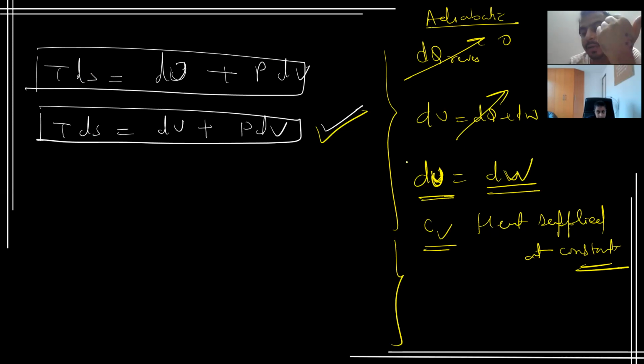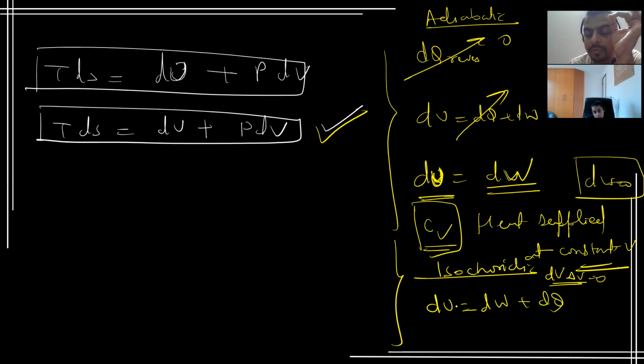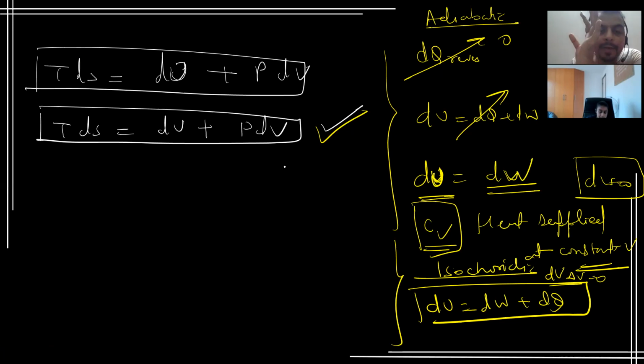And in the case of CV, it is the heat supplied at constant volume. So when we consider the isochoric process, what is it? In an isochoric process, the volume change dV is 0, so dW becomes 0. So dU is dW plus dq, right? I am only playing with the first law of thermodynamics.